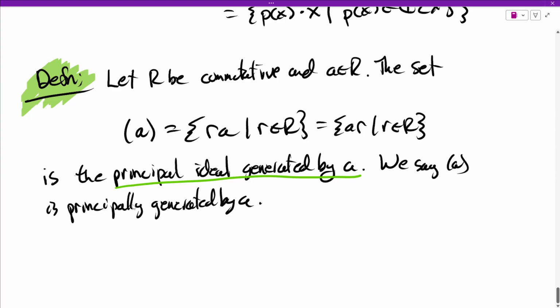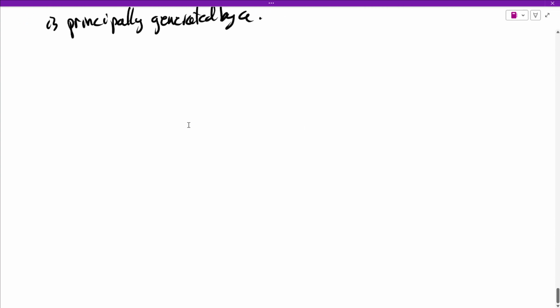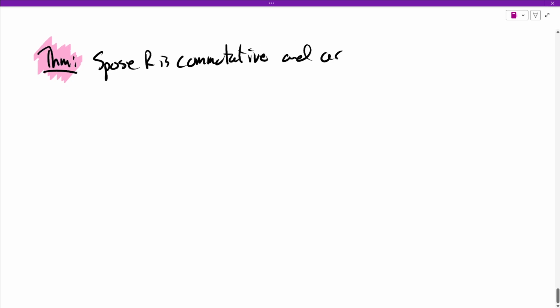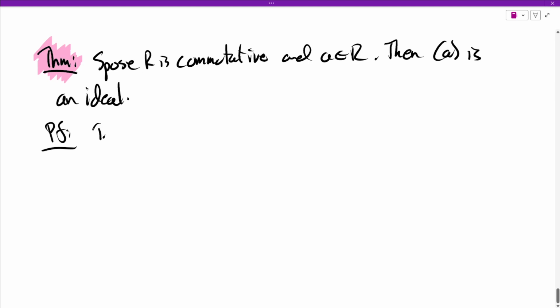So you might hear me say principally generated ideal or some version of this, and it all means the same thing. So theorem, suppose R is commutative. I guess we do our theorems in pink or purple, I don't know. Suppose R is commutative, and you have some A in R, then the principal ideal generated by A is in fact an ideal. So it makes sense, in the definition, to say it's an ideal. Proof. We have to go through the checks.